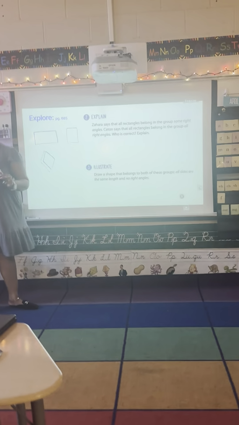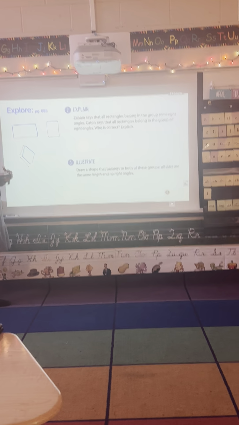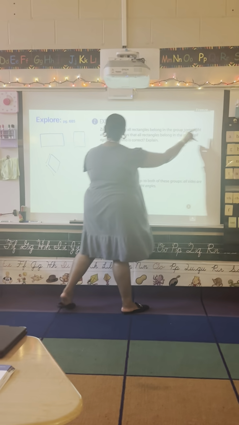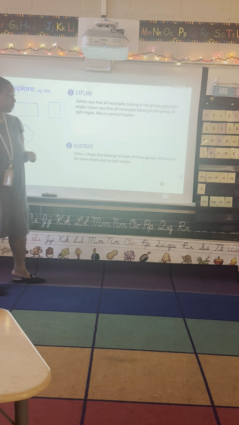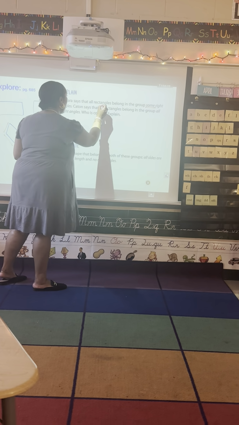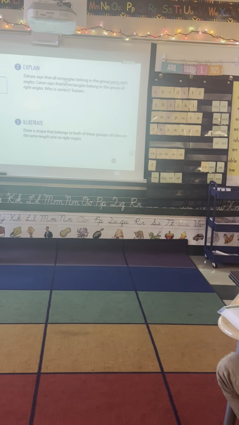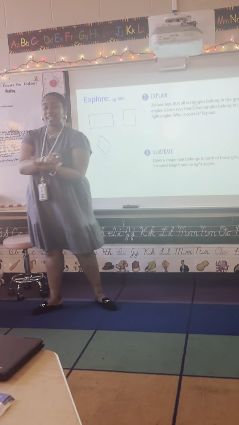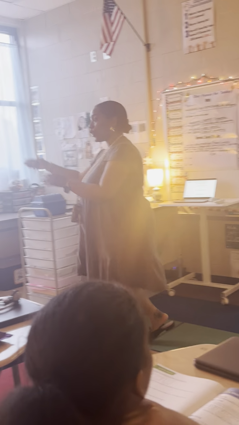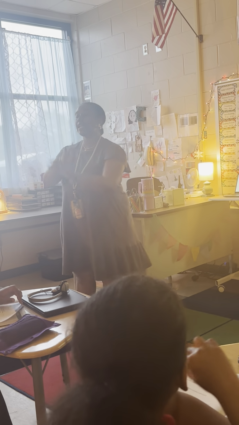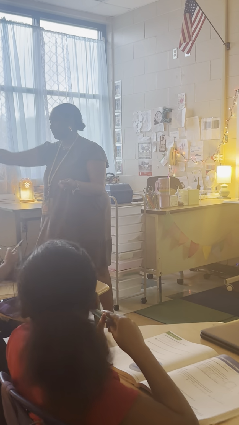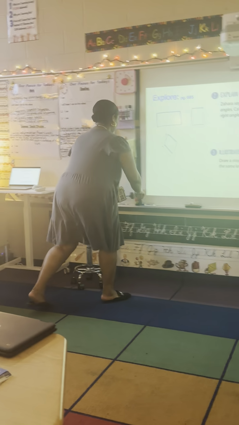So, let me ask you again. Who is correct? Zahara, let's read the question again. Zahara says that all rectangles belong in some right angles. Some. Katin says that all rectangles belong in group all right angles. So Zahara is saying they belong in some groups, but Katin is saying it belongs in all groups. Tell me how Katin is right. Because if you look at a, I read it that a square is basically a rectangle.